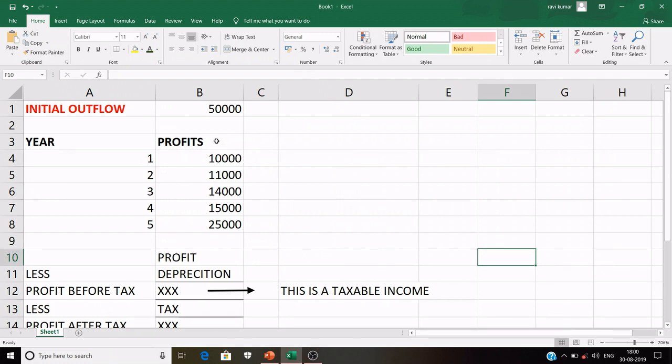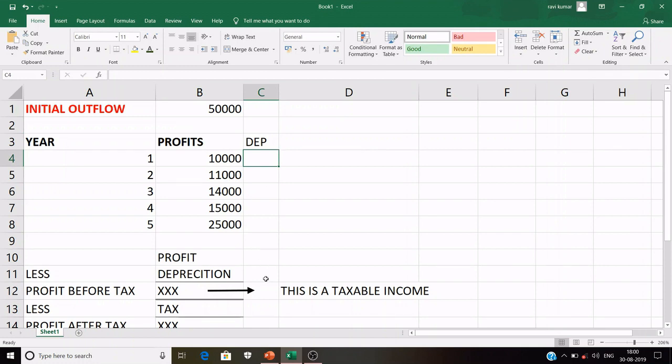Here I have written down that in each year, the first column is of years 1, 2, 3, 4, 5. The next column is of profits: 10,000, 11, 14, 15 and 25. In the next column, I will deduct depreciation as I have told you before, that first of all, we deduct depreciation out of profit. So write depreciation. Now, do we know what is the rate of depreciation?